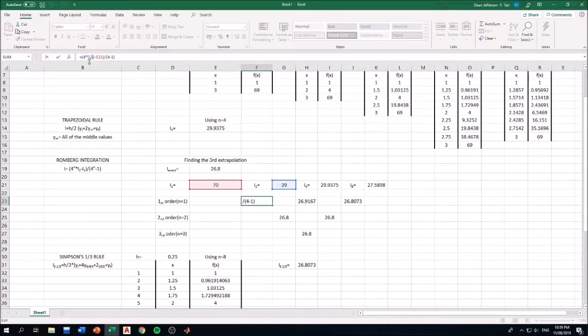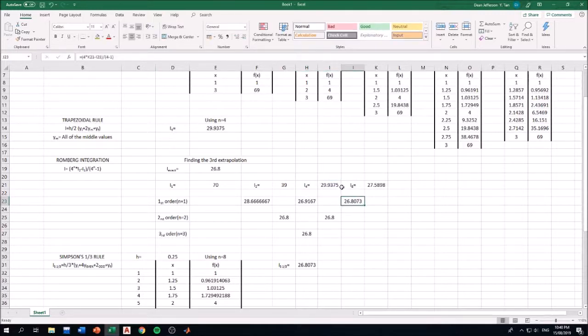And then I2 times I2 minus I1 all over 4 minus 1, which will give us this value. And then we do the same with I4 and I2. So our I4 is going to be our I2, and then our I2 is going to be our I1. And then same goes for this one.